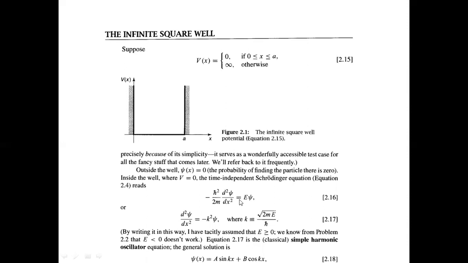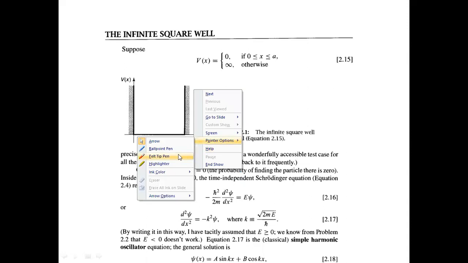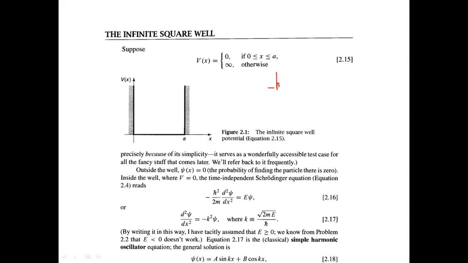Now we'll solve the Schrodinger equation. First, let's write out the Schrodinger equation. It is minus h bar squared over 2m, d squared by dx squared, plus V, and all this is the operator, and it operates on the function psi, and is equal to E psi.